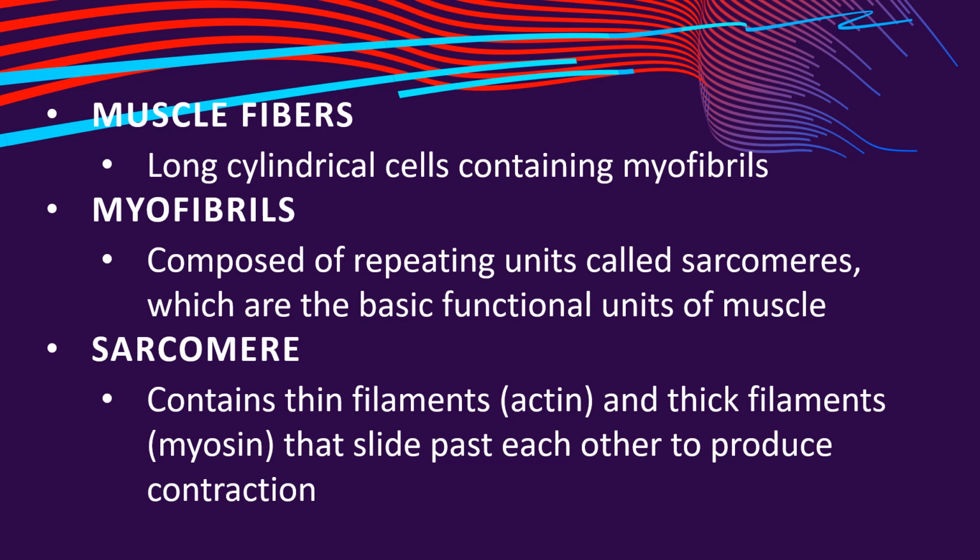Let's take a look at your muscle fibers. These are long cylindrical cells containing myofibrils. Your muscle fibers are your muscle cells. Your myofibrils are composed of repeating units called sarcomeres. Your sarcomeres are the basic functional units of a muscle. Your sarcomere contains your thin filament, known as actin, and your thick filament, which is myosin, that will slide past each other to produce contraction.